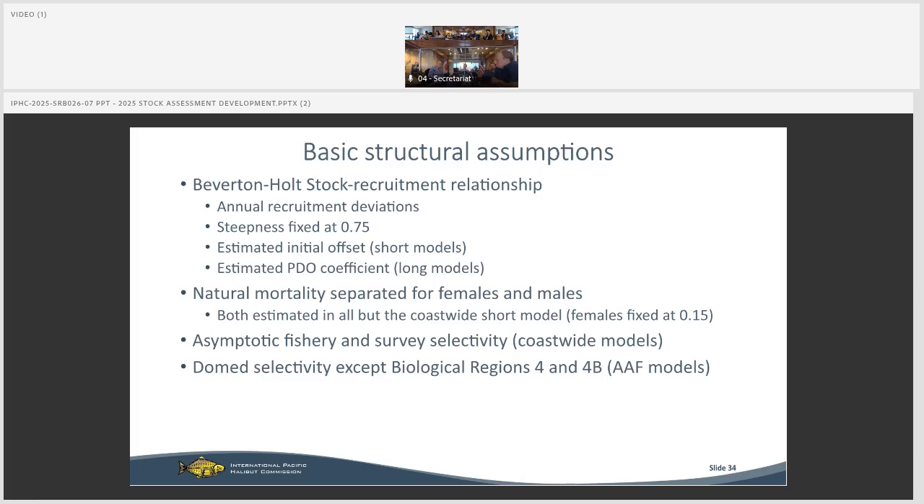So that's captured here. Was Sigma R constrained at all? Sigma R is tuned, and I'll show you the tuning algorithm. But basically, we find the Sigma R that's consistent with the degree of variability that we estimate in the recruitment deviations. I'll show you why that's not biased.